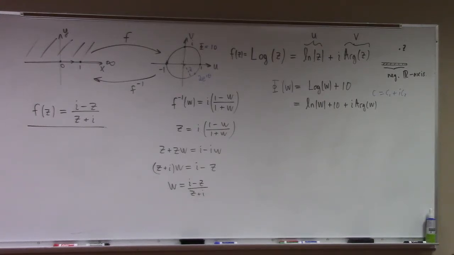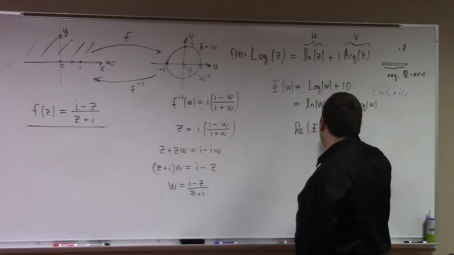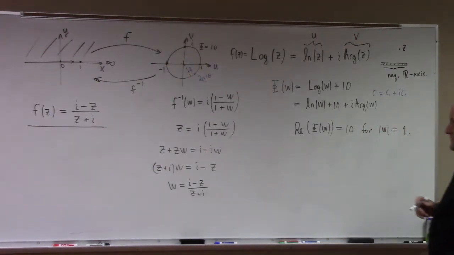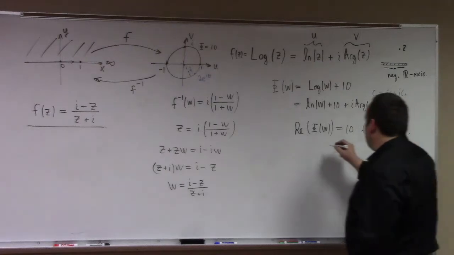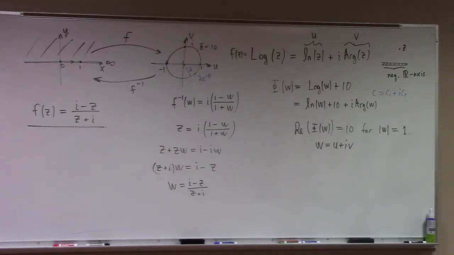So the real part of phi is 10 on the unit circle, right? What's bothering me is I can't shake the feeling that I could have done otherwise. Phi is the solution to Laplace's equation in the uv plane. So w is equal to u plus iv here. I'm using u and v for coordinates in the target, and I'm also using u and v for the component functions of the function F. It is a bit of abusive notation.